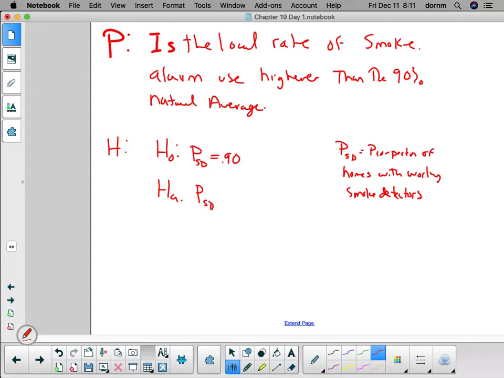And my alternative hypothesis, that which I'm hoping to be able to prove, is it less than, greater than, or not equal to 0.90? So I guess that's the question. In stating my parameter, I said what I want it to be. Is it higher than the 90% average, so therefore greater than? Yes. Okay.